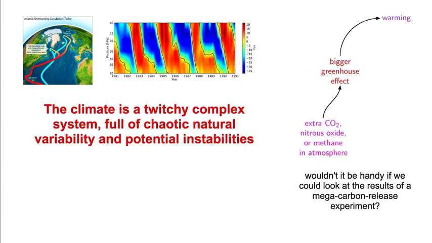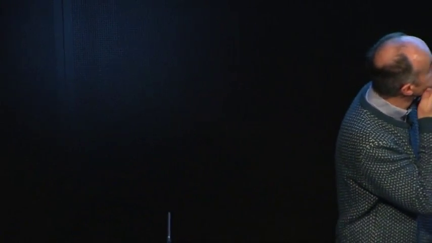So what's the message so far? The message is the climate is a twitchy, complex system full of chaotic natural variability and potential instability. So very twitchy, very sensitive. So mess with it at your peril, I think, is a reasonable thing to say. It's very complicated and maybe quite hard to predict what will happen, but given how sensitive it is, it's quite credible that if you mess with it, you're going to get some radical changes.